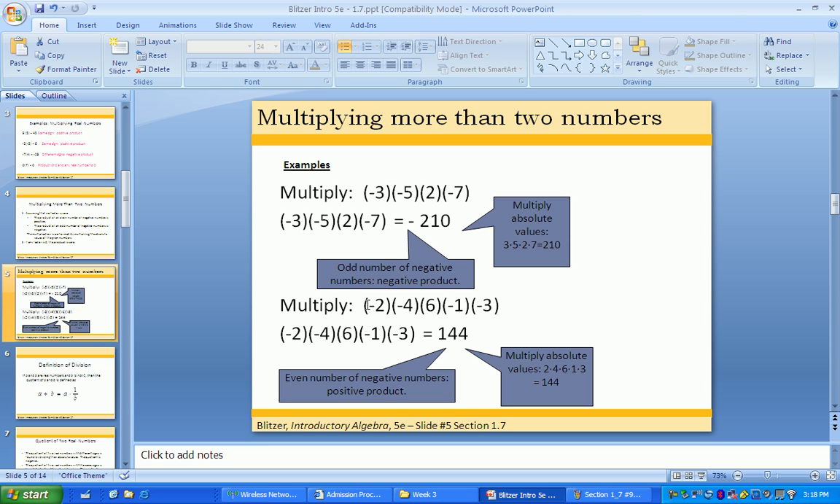Now if we multiply this chain of numbers out, we see we have 1, 2, 3, 4 negative numbers. And like I said, if we have an even number of negative numbers, the result is positive. So 4 is an even number. Therefore, our answer has to be positive, and of course, if you multiply this out, it would equal positive 144.